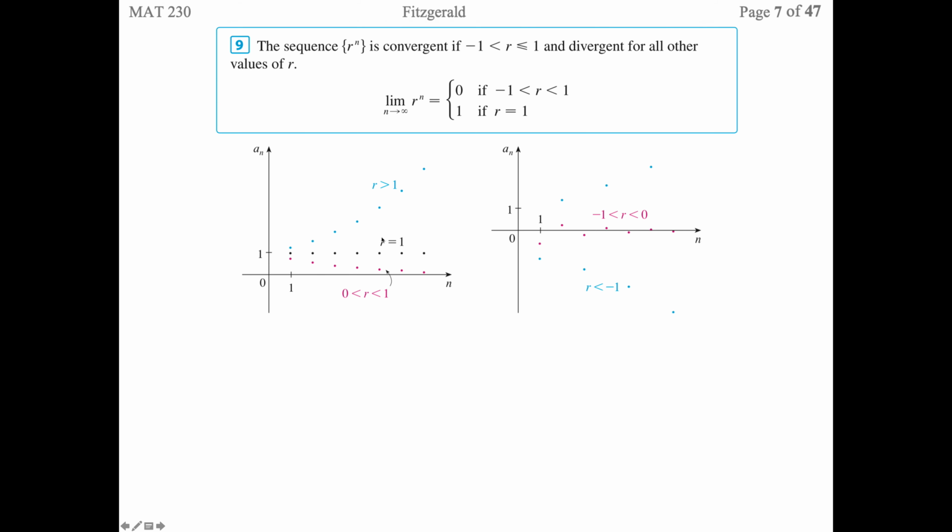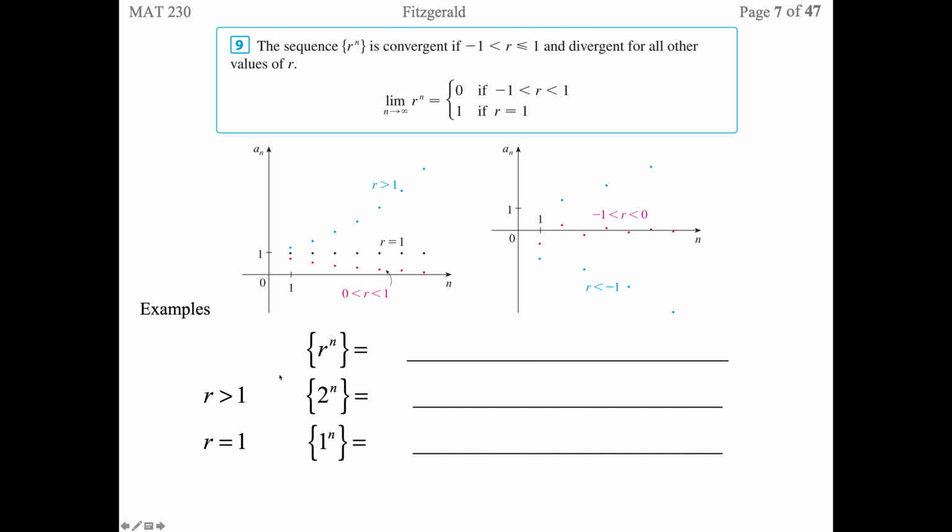If we look at when our values are from 0 to 1, now we have fractional bases, and we've learned that this is going to decrease as we approach infinity. And if we look at those fractional bases between 0 and 1 that may be a negative value, again, we're going to alternate over the x-axis, but we're still converging to 0, so this would have a limit.